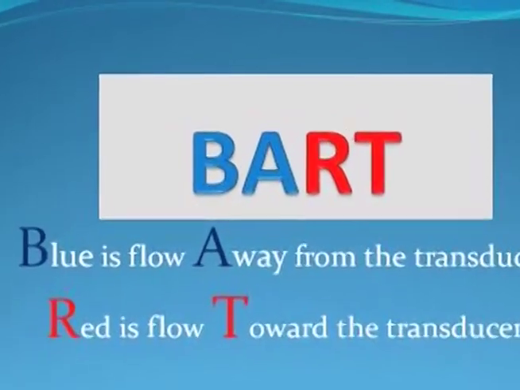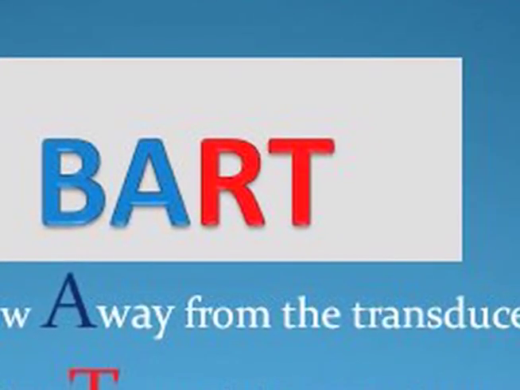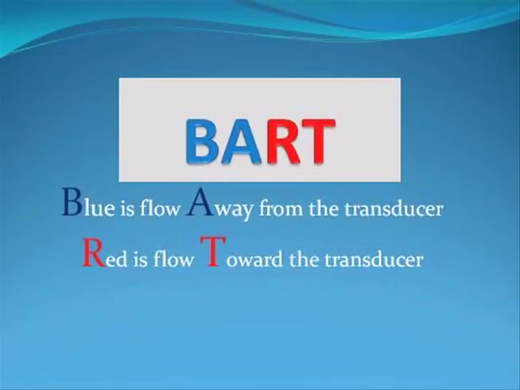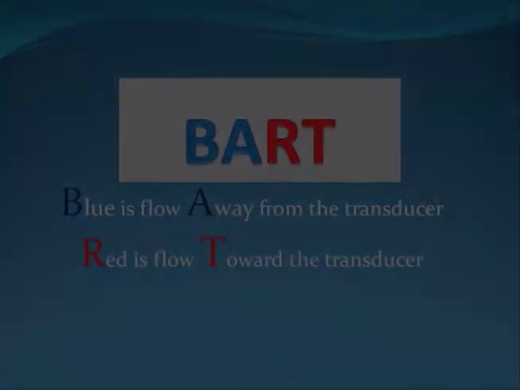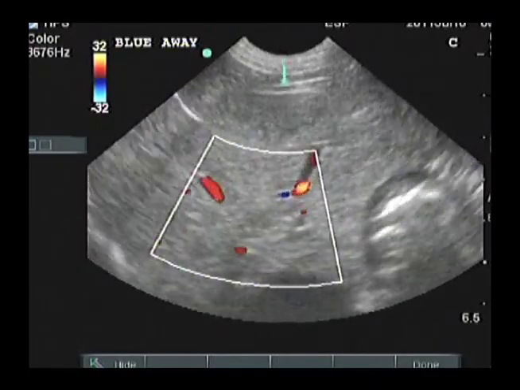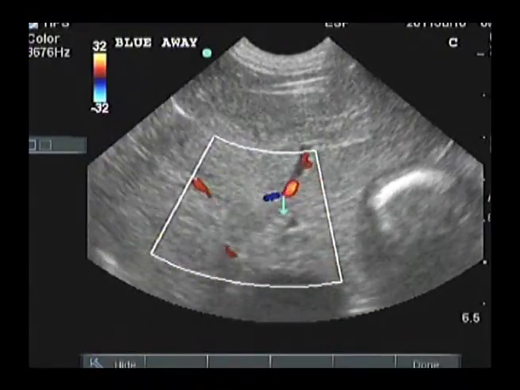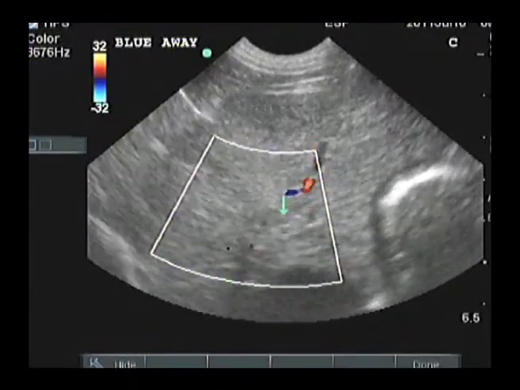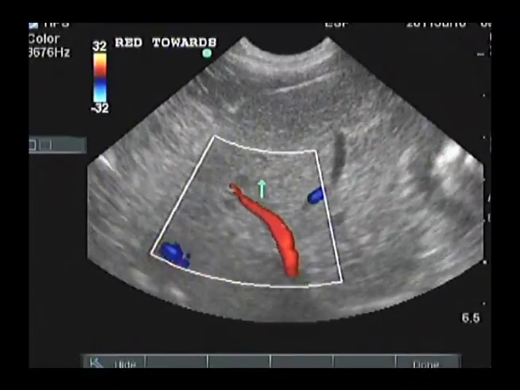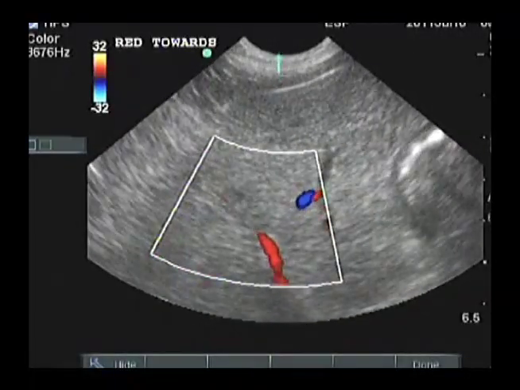BART: blue away, red towards. It is possible to reverse these colors, but we do not want to do that. The best color flow requires low-frequency transducers. Most ultrasound machines automatically default to the lowest available frequency when the color flow function is activated. The two-dimensional image degrades and frame rate decreases.